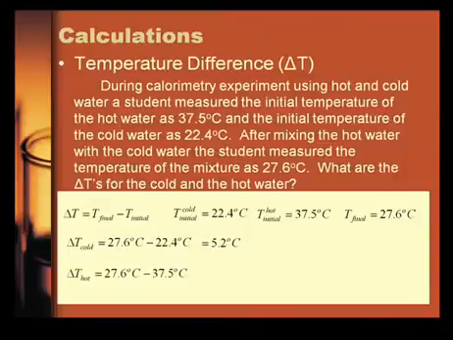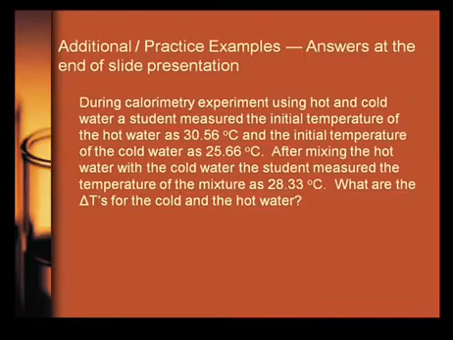So delta T hot is equal to 27.6 degrees C minus 37.5 degrees C, T final minus T hot initial, and that is equal to negative 9.9 degrees C. And that negative sign is important. Keep the negative sign with the value. And here's your additional practice example.